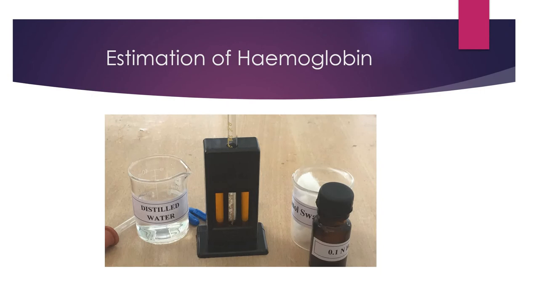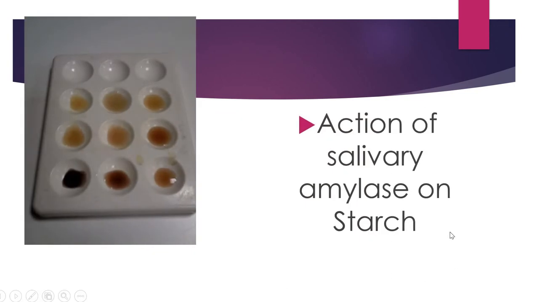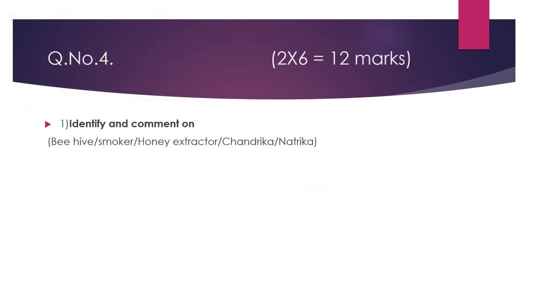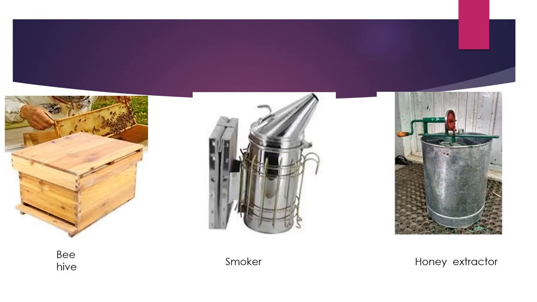One of the experimental setups will be estimation of hemoglobin, or it will be action of salivary amylase on starch. Then question number 4. Question number 4 carries 12 marks. There will be 6 different questions. Question number 1. Identify and comment on the given equipments like beehive, smoker, honey extractor, chandrika or netrika. You have to identify the given equipment and you have to comment on it.